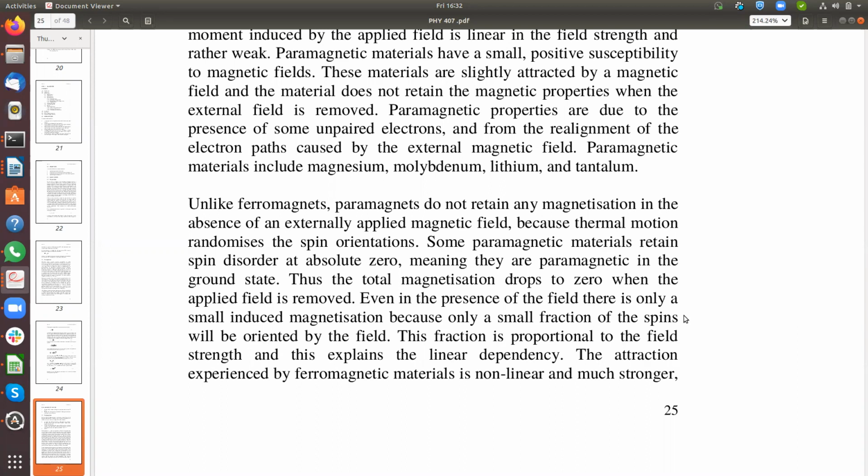So because of the randomization of the spin orientation, some paramagnetic materials retain spin disorder at absolute zero, meaning they are paramagnetic in the ground state. Thus, the total magnetization drops to zero when the applied field is removed. Even in the presence of the field, there is only a small induced magnetization because only a small fraction of the spins will be oriented by the field. This fraction is proportional to the field strength, and this explains the linear dependency.